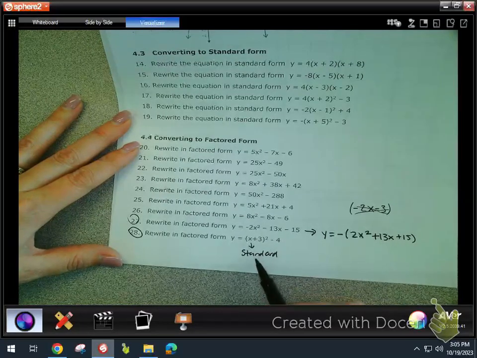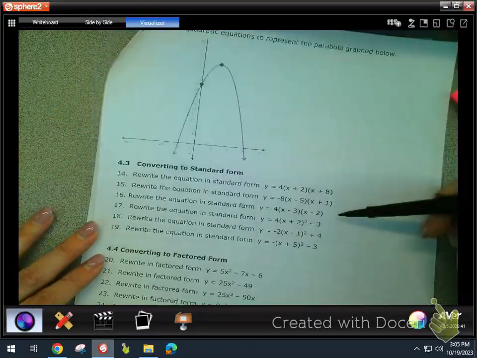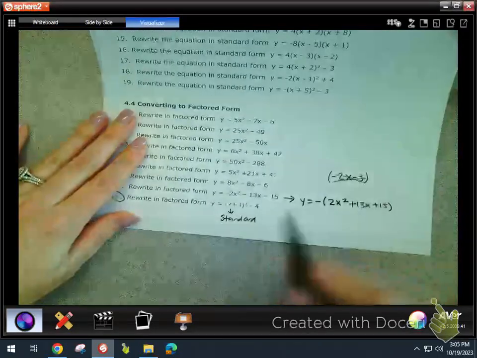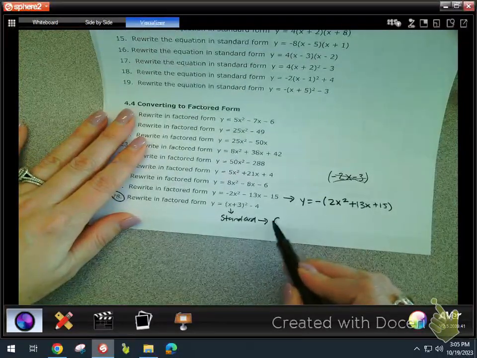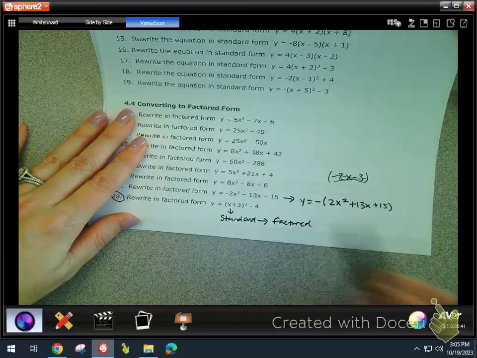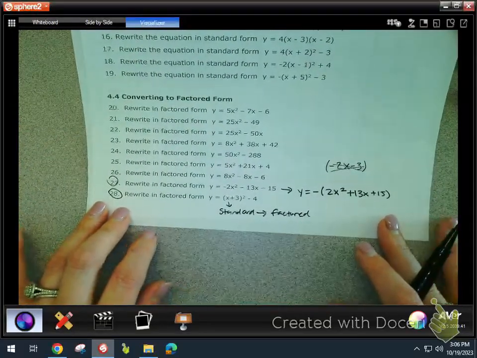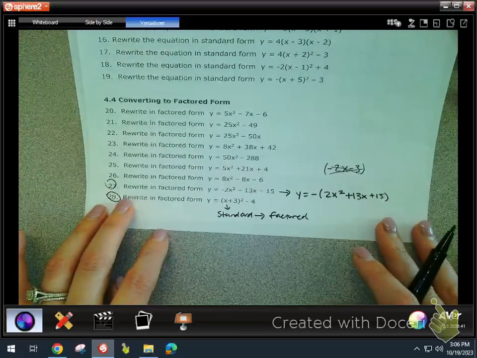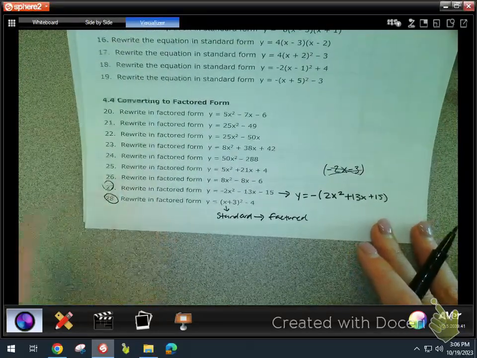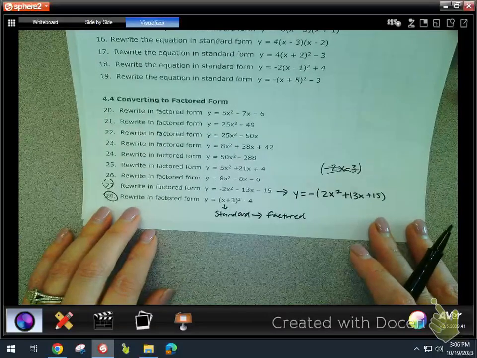So turn this to standard by doing 4.3. And then you'll have standard form. Then you can go to factored. So sometimes you kind of have to make a pit stop there. Okay, you're going to have to do that in today's lesson. All right, so I'm sorry I didn't catch that last time. I'm just struggle bus here.